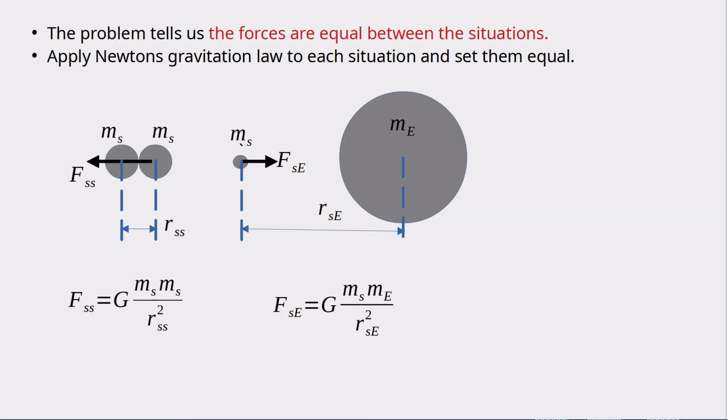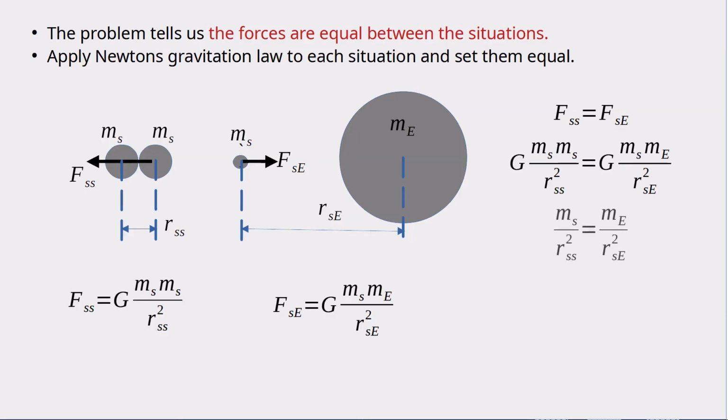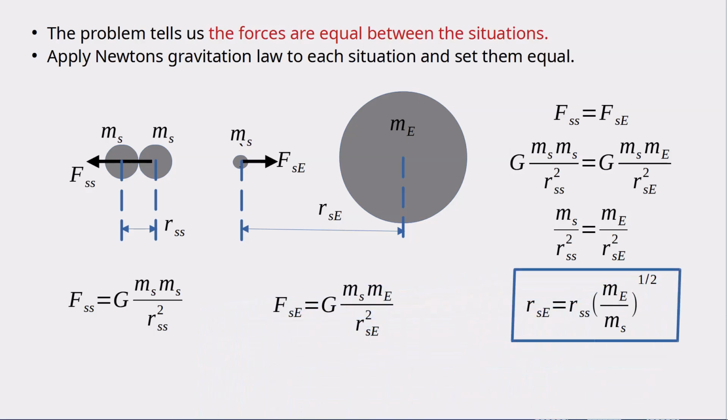With those written out, let's see what happens setting F_ss equal to F_se. We can see that since there is a G and an m_s term on each side, we can simplify the equation by dividing them out of each side, and we're left with an equation in terms of the two masses and distances in our problem. Since the problem is asking for the distance between the sphere and the Earth, we can rearrange the equation to find this expression for r_se.